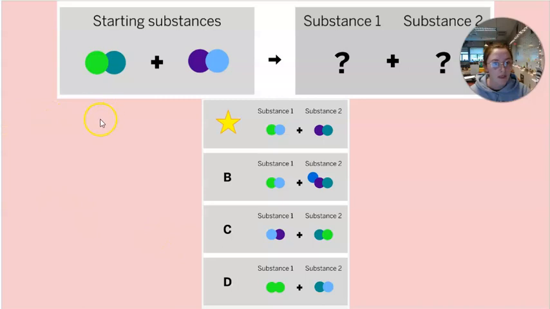Hopefully we paused our video and saw that it has to be A. A has all 4 present. B has an extra one. C, it's the same ones over again. And D has 2 greens and is missing my purple. It has to be A.